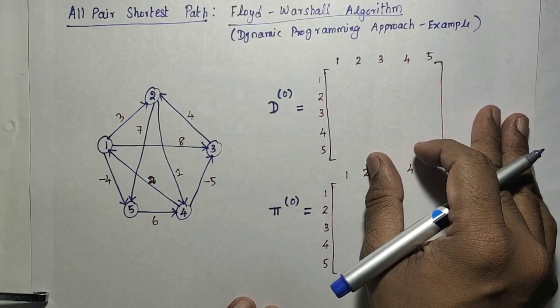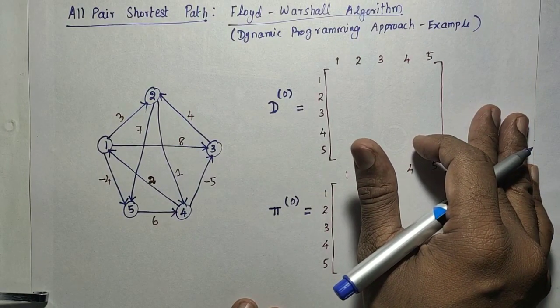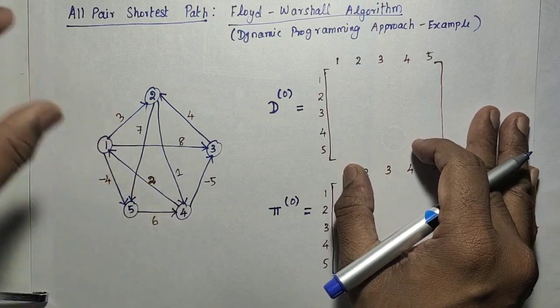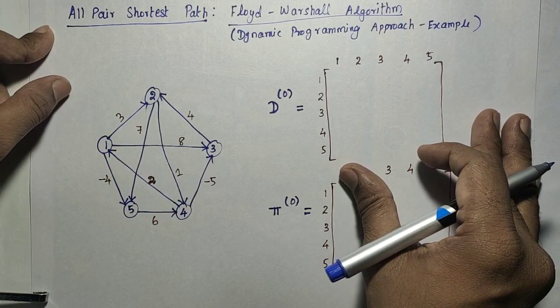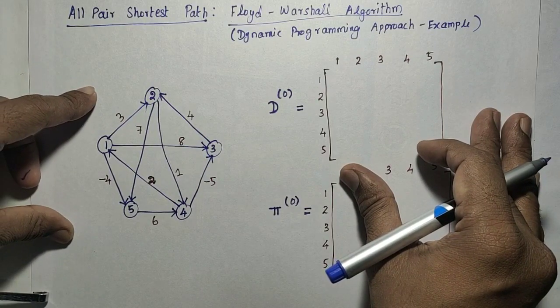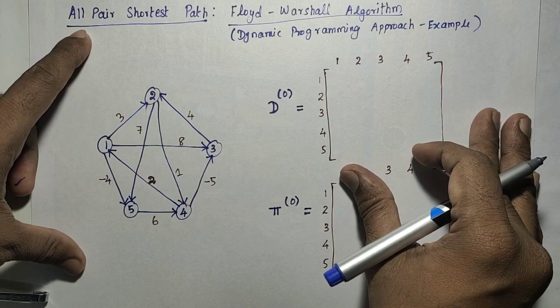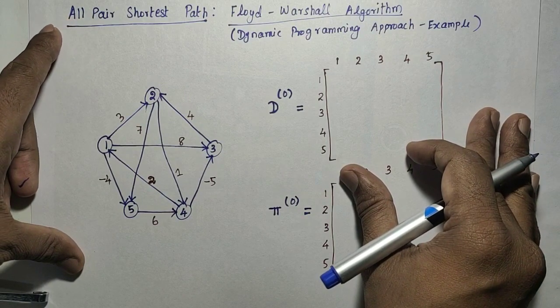In this video, we are going to discuss all-pairs shortest path and the Floyd-Warshall algorithm. This is an example of the dynamic programming approach. For that we have taken one graph. It is an all-pairs shortest path problem. For each and every pair, it is going to find the shortest path.